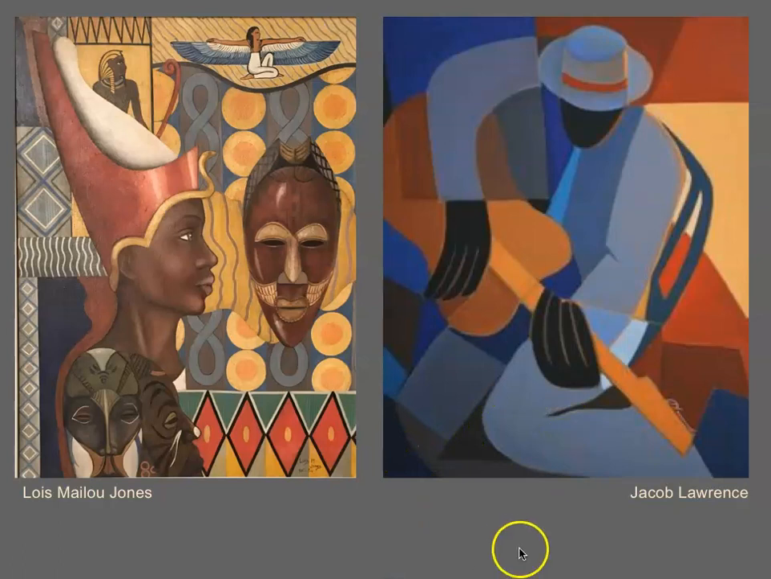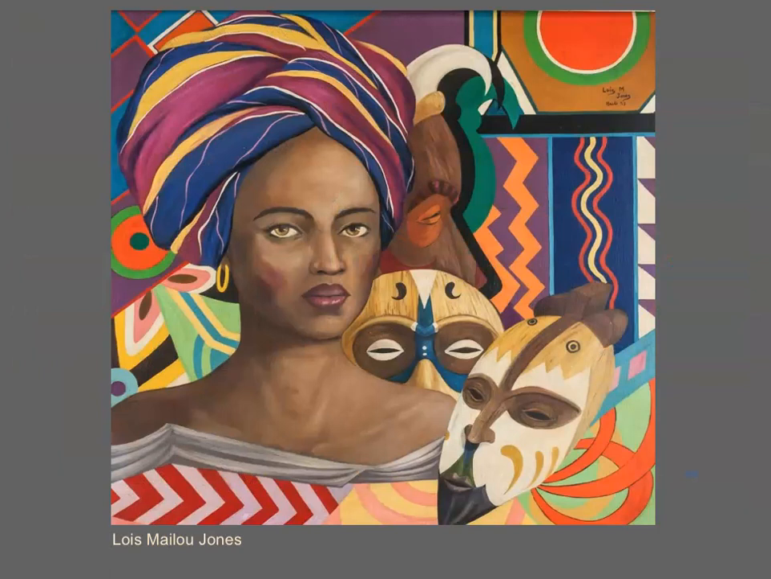And Jacob Lawrence has a tribute to jazz here on the right. In this painting, it's got the Cubist influence, but I can almost hear the music when I look at it. Let's look at one more by Lois Mailou Jones, just because it's a pretty cool painting.